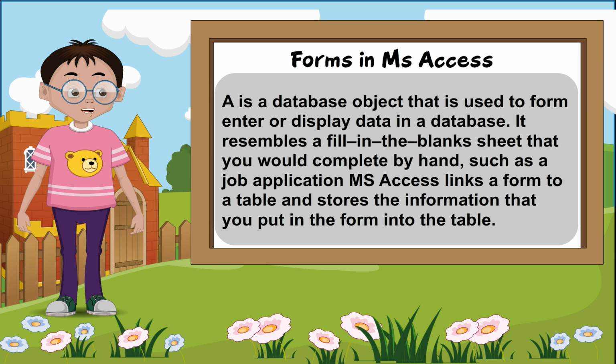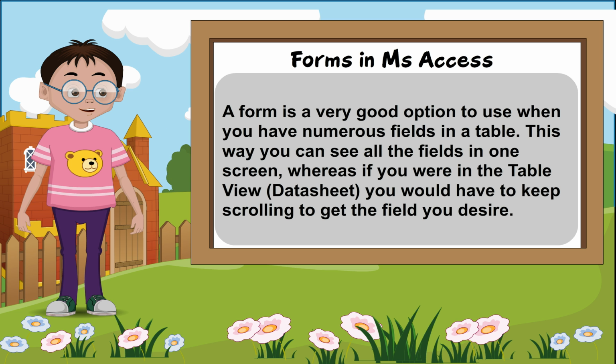Forms in MS Access. A form is a database object that is used to enter or display data in a database. It resembles a fill-in-the-blank sheet that you would complete by hand, such as a job application. MS Access links the form to a table and stores the information that you put in the form into the table. A form is a very good option to use when you have numerous fields in a table. This way you can see all the fields in one screen, whereas if you were in the table view or datasheet, you would have to keep scrolling to get the fields you desire.